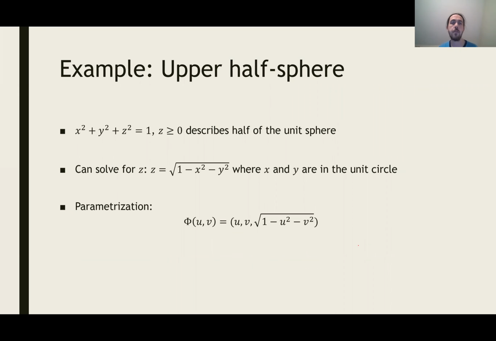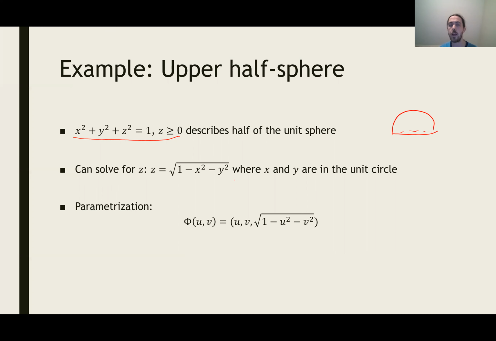Here's another example, the upper half sphere. So here's x squared plus y squared plus z squared is equal to 1, which describes the unit sphere, and then we'll stick to those points where z is greater than or equal to 0. So this describes this half circular cap that lives above the xy plane. For this one, we can solve for z. Because we know that z is positive or 0, we can say that z is equal to the positive square root of 1 minus x squared minus y squared by moving everything over to the other side.